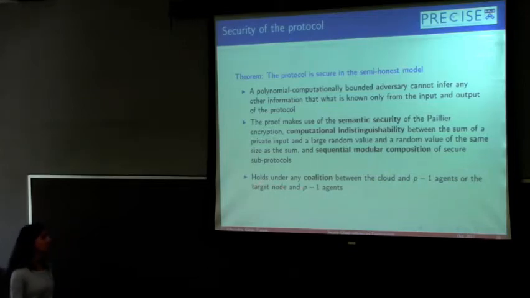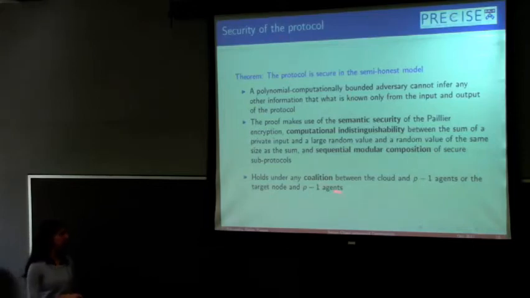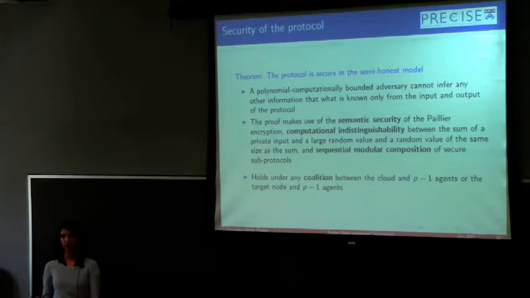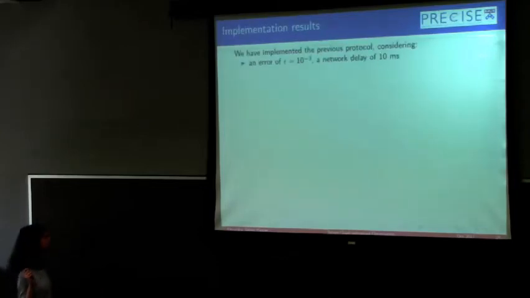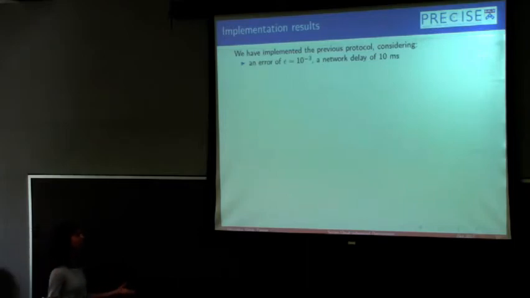The security of our protocol still holds when we have coalitions. But we can only consider coalitions between the cloud and at most P-1 agents, or between the target and at most P-1 agents. The reason is that if we have a coalition between the cloud and the target, this is an omniscient coalition. They have both the encrypted data and the secret key. Okay, so I also implemented this.